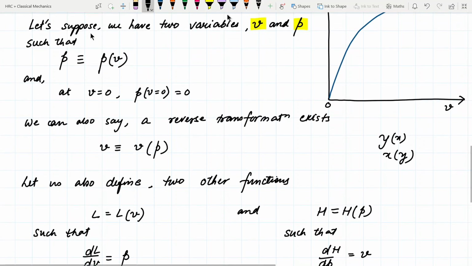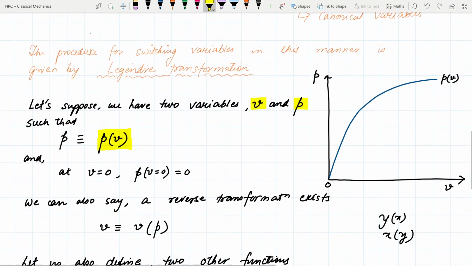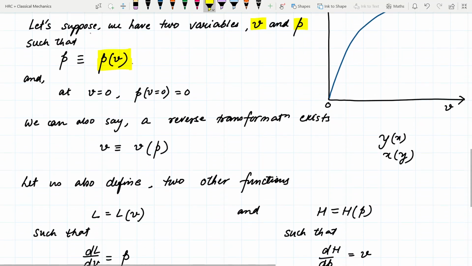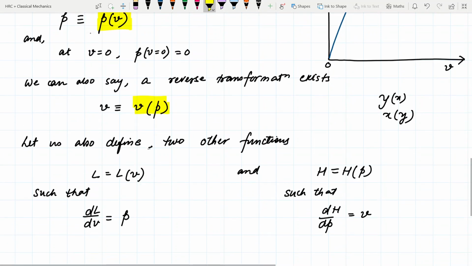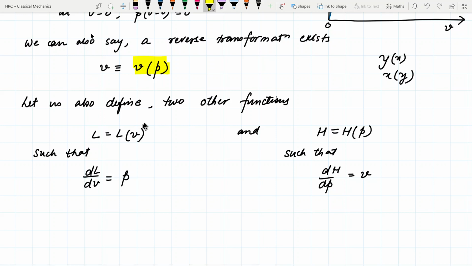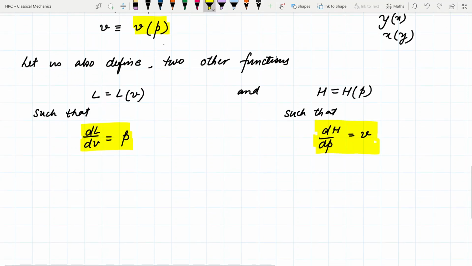I am saying that let there be two variables V and P, such that P is a function of V. If that is the case, then V can also be written as some function of P. A reverse transformation will also exist. I am also saying that there are two other functions. Let's suppose L, which is a function of V, such that the derivative of L with respect to V is P, and another function h, such that the derivative of h with respect to P is equal to V. All right, in that case, now let us do the analysis that we are interested in.